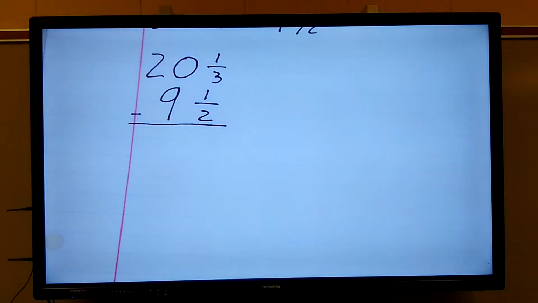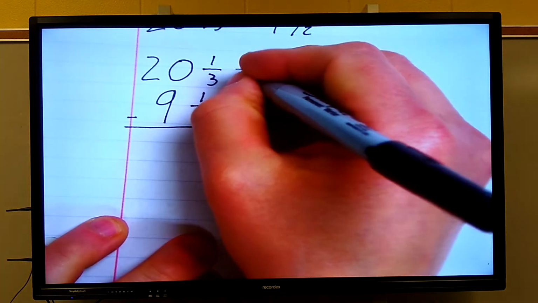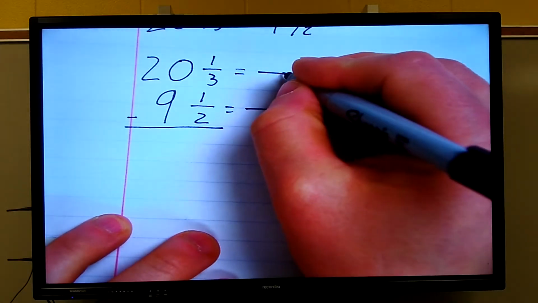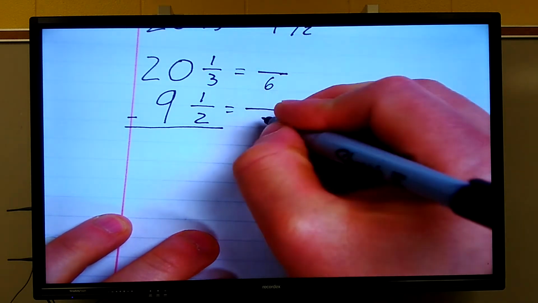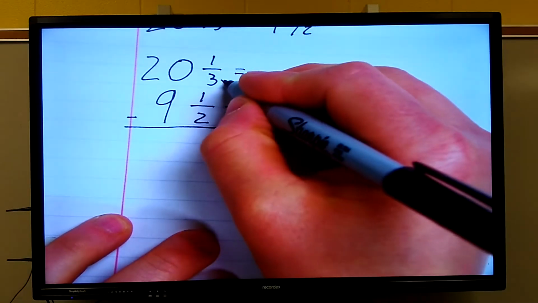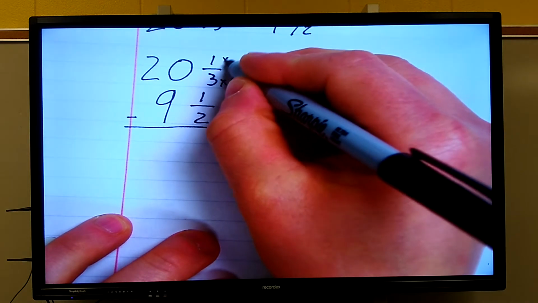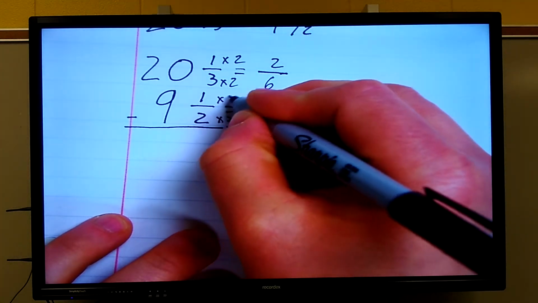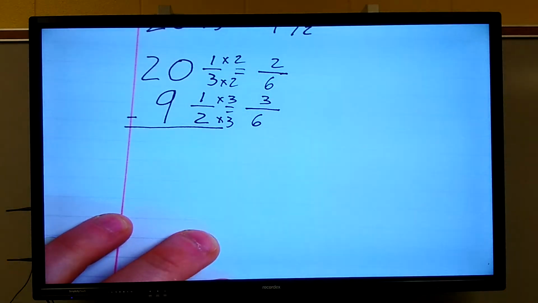All right. Step number 1, find the least common denominator. In this case, it would have been 6. 3 times 2 is 6. 1 times 2 is 2. 2 times 3 is 6. 1 times 3 is 3.